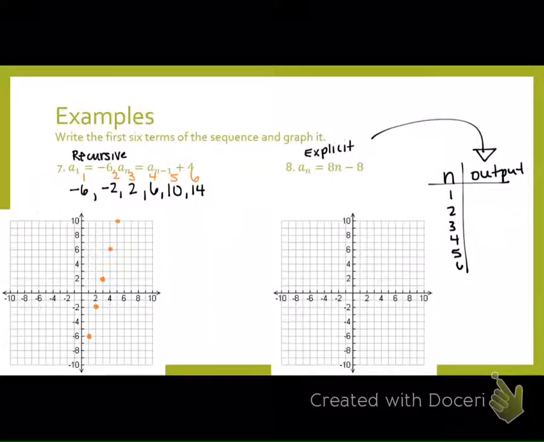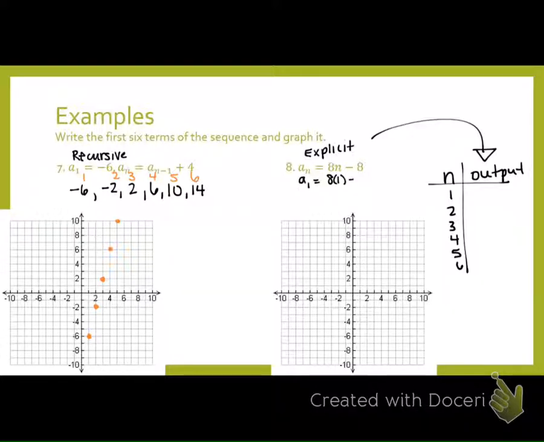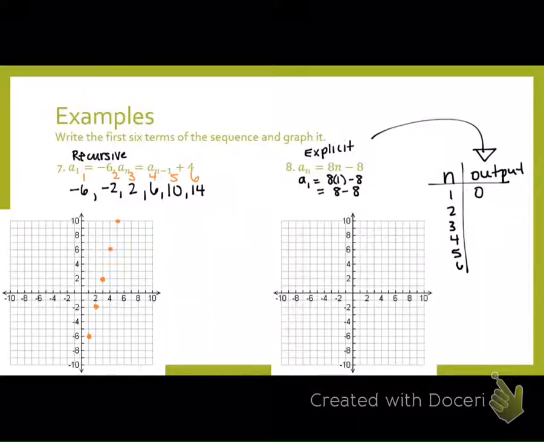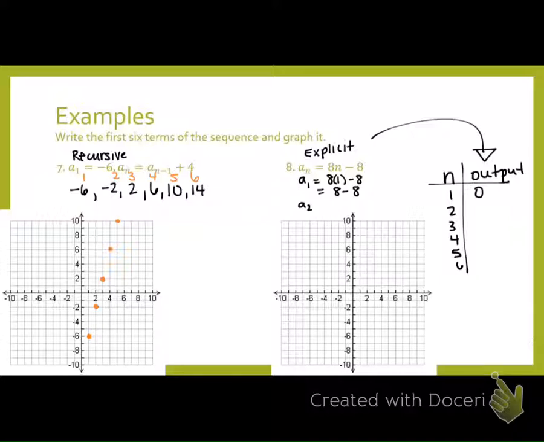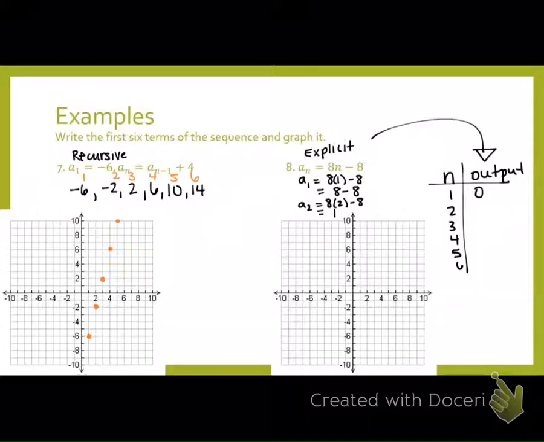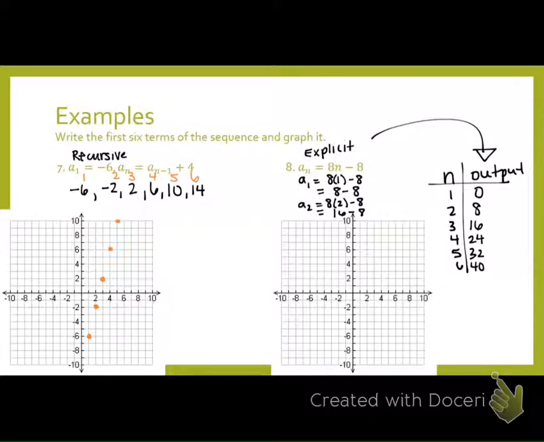So when n is 1, we do 8 times 1 minus 8, and that is 0. Some of you will figure out the pattern and not have to do all of them. a sub 2 is 8 times 2 minus 8. So 16 minus 8 is? What are we doing each time? Add 8. So just continue to add 8 to finish your pattern. And only 2 of them fit on your graph.